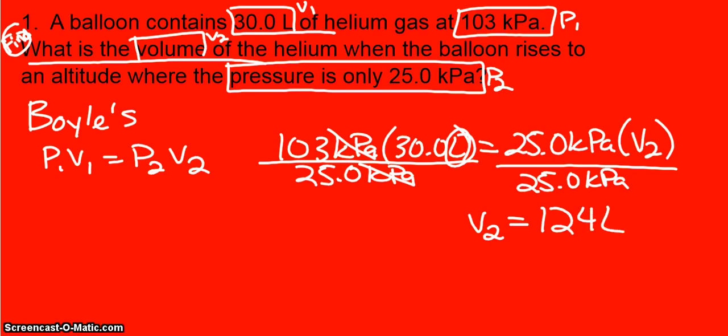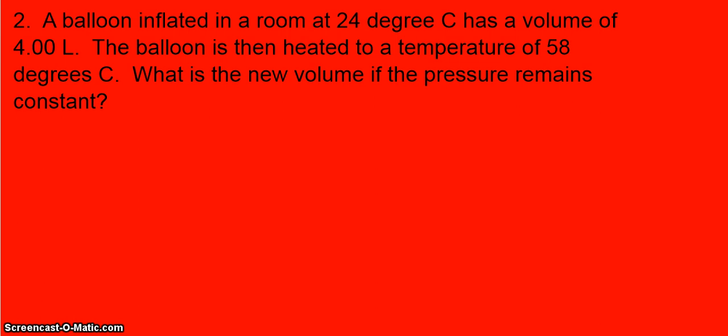So let's double check our relationship. In Boyle's law, to maintain the constant, as pressure goes up, volume goes down. There's an inverse relationship. So our initial volume was low and our pressure was high. Pressure decreased, so volume should increase. Going from 30 to 124 makes sense. Next question.